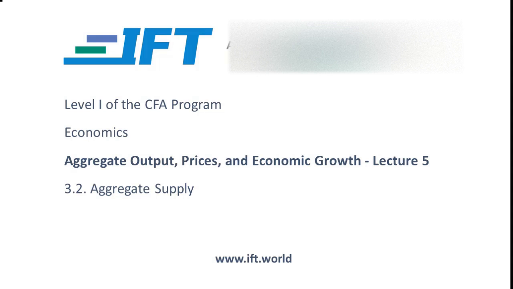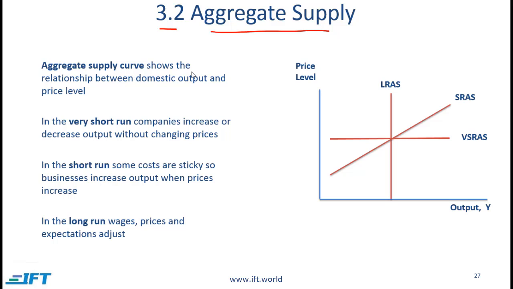Section 3.2 Aggregate Supply. The aggregate supply curve shows the relationship between domestic output and price level. As with the aggregate demand curve, we are talking about a particular economy and the output of this economy. Unlike the aggregate demand curve, however, supply depends on the time frame that we are talking about.